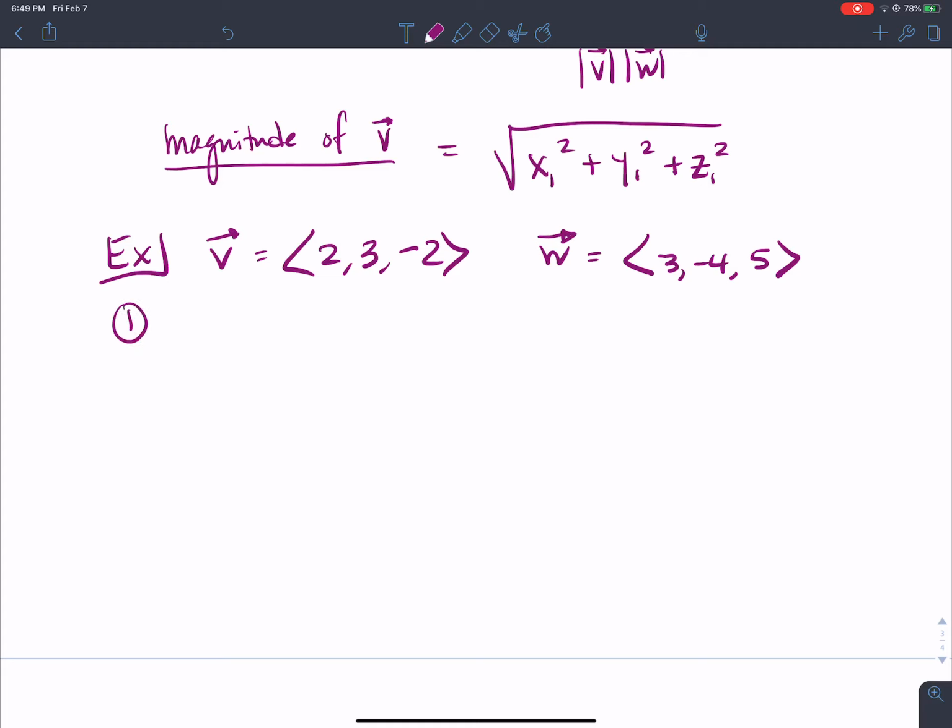If I just say, what is the magnitude of V? You would just do 2 squared plus 3 squared plus negative 2 squared. And so we would just do 4 plus 9 plus 4. Square root of 17.